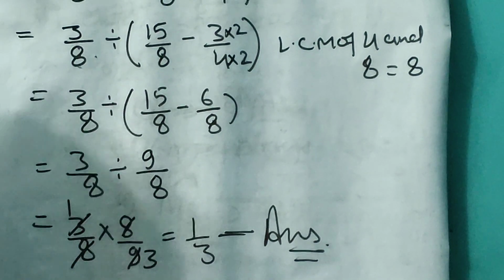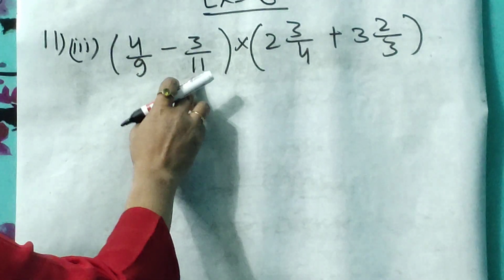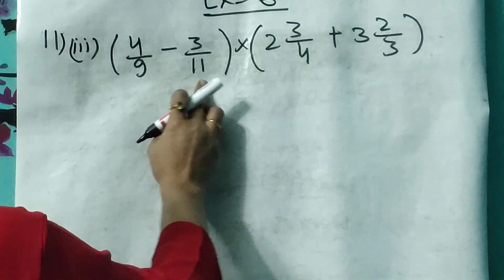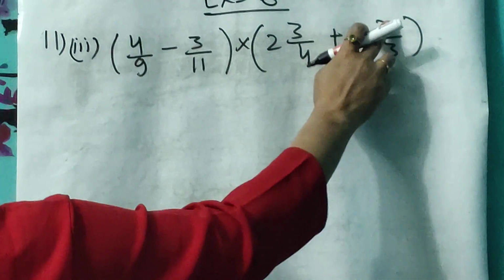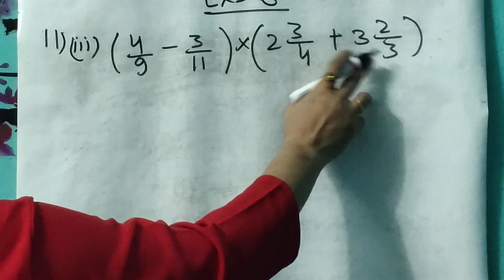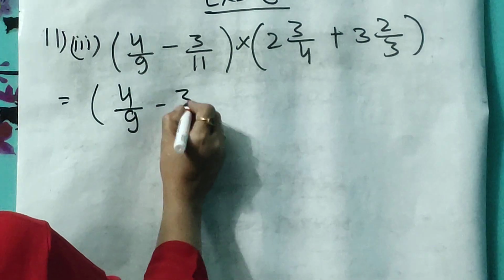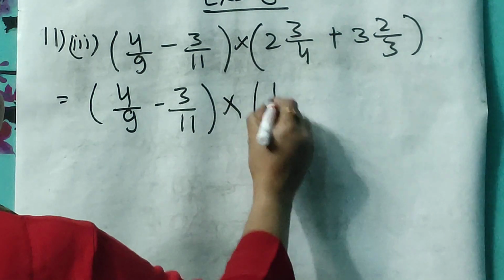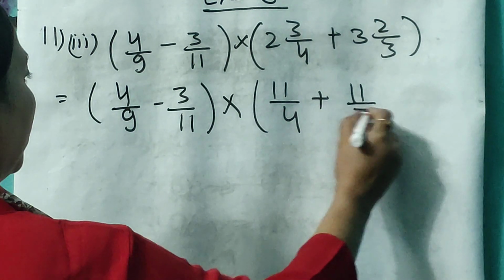Now next question. Question number 11, third one. 4 by 9 minus 3 by 11, in one small bracket it is given, multiplied with, in another bracket, 2 whole 3 by 4 plus 3 whole 2 by 3. So first, you change this mixed form into improper form. Rest all the things you copy as it is. 4 by 9 minus 3 by 11 into 4 2s are 8, 8 plus 3, 11 by 4 plus 3 3s are 9, 9 plus 2, 11 by 3.